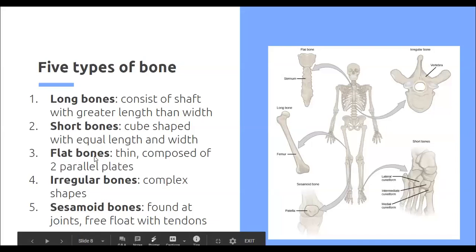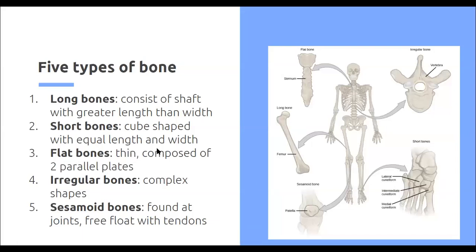Then we have flat bones, and these are thin, and they're composed of 2 parallel plates. Here's a flat bone. An example is your sternum. This is an example of a flat bone up here. As you can see, it looks very thin, kind of small, lays flat, and it has 2 parallel plates fused together.